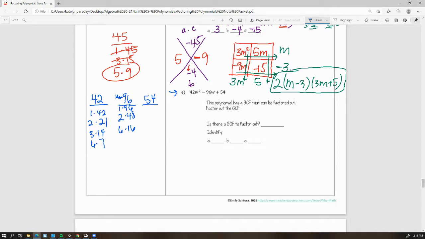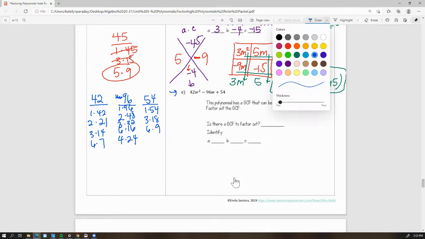96 divided by 3 is 32. So there's a bunch of different ones. 96 divided by 4. Whoops, it's 24. 4 times 24. All right. Let's do 54. 1 times 54. 3 times 18. 6 times 9.